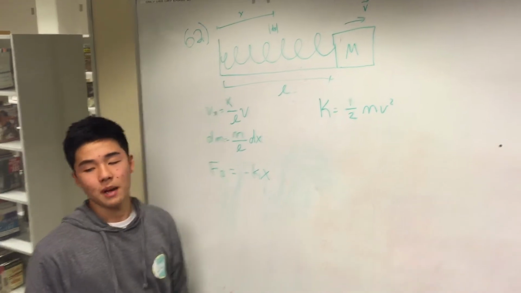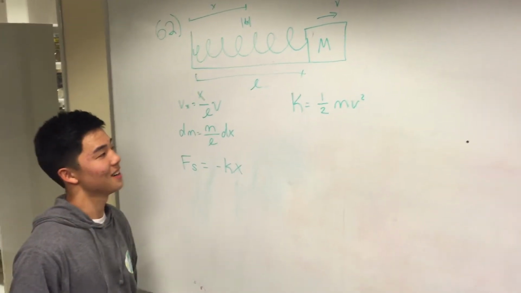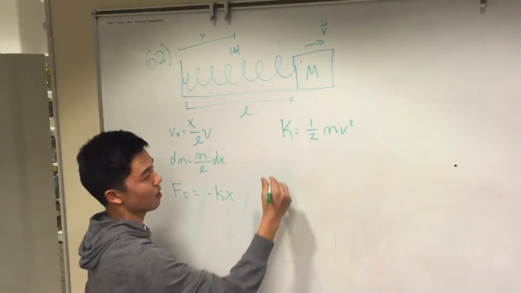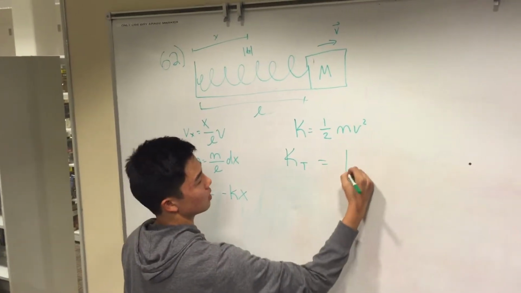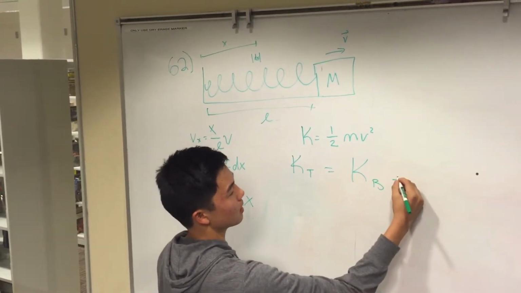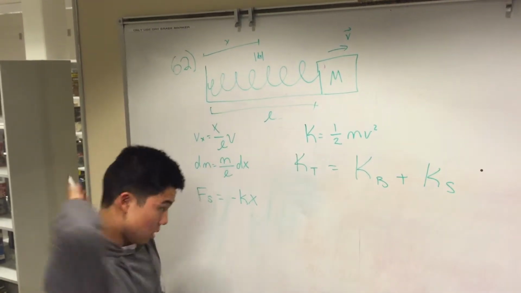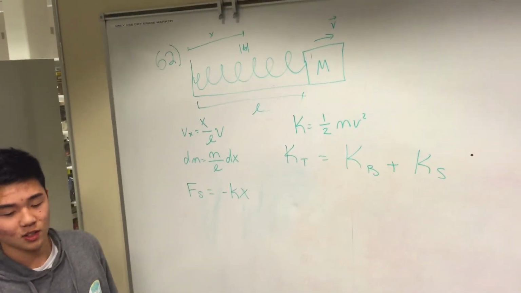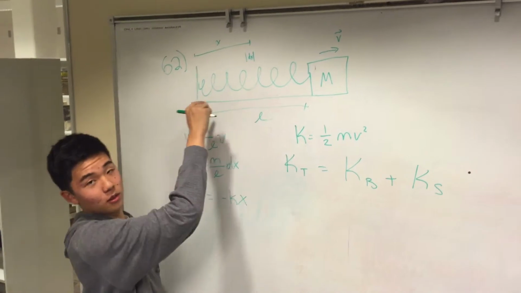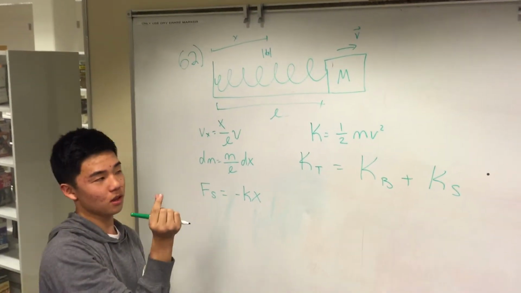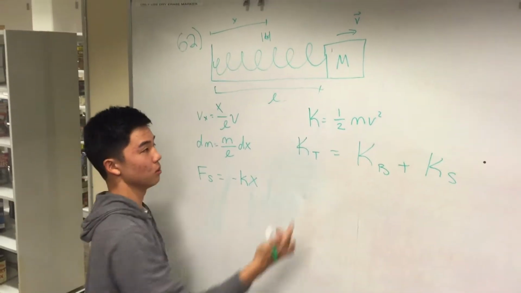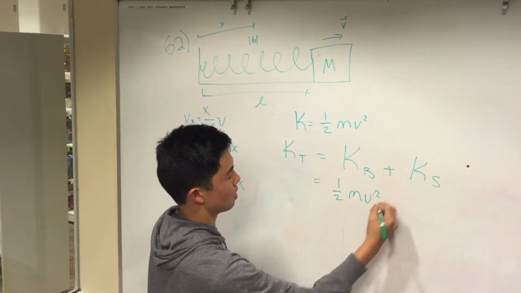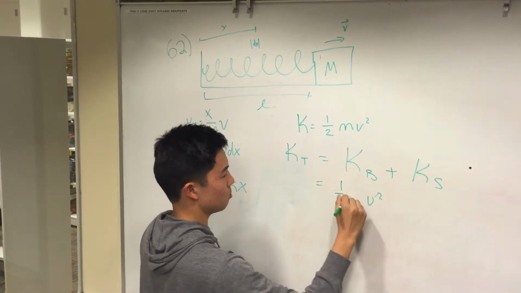The problem asks you to find the kinetic energy of the entire system, which is the kinetic energy of the spring and the mass of the block. So K total equals K of the block plus K of the spring. For the spring, to find its kinetic energy you have to sum up all the kinetic energies of the infinitely small x's. And the K of the block, you just do 1/2 mv squared. Actually, I'll make this a big M.